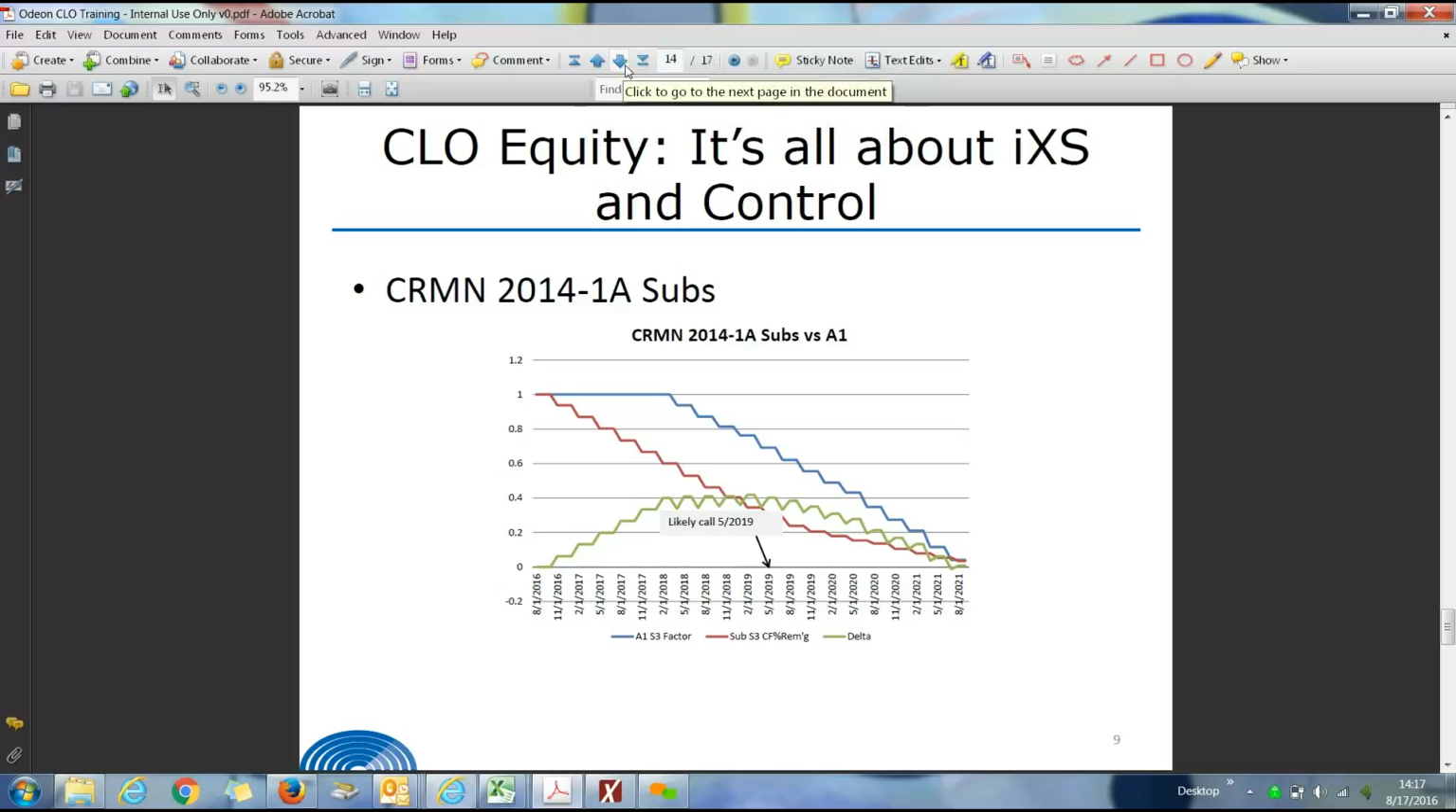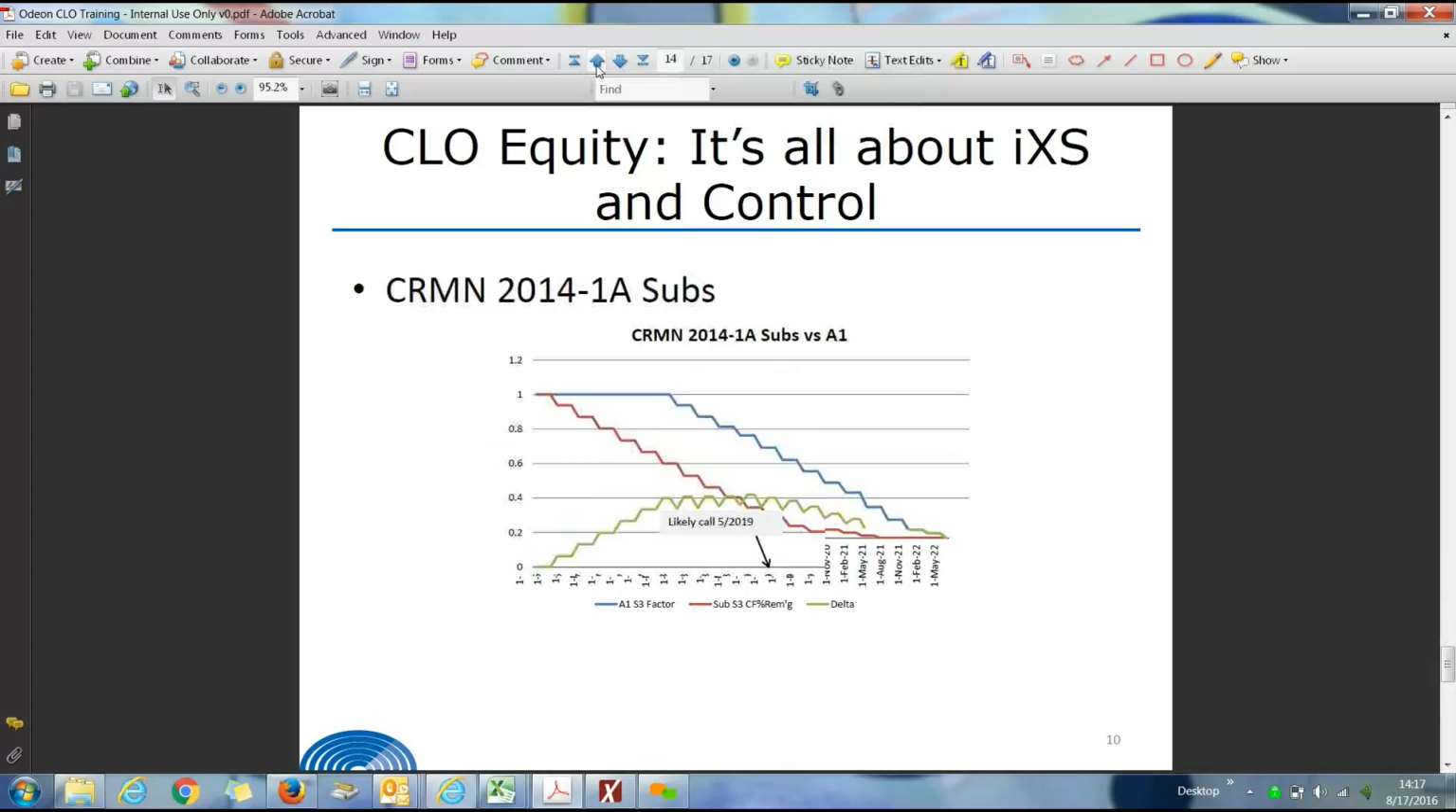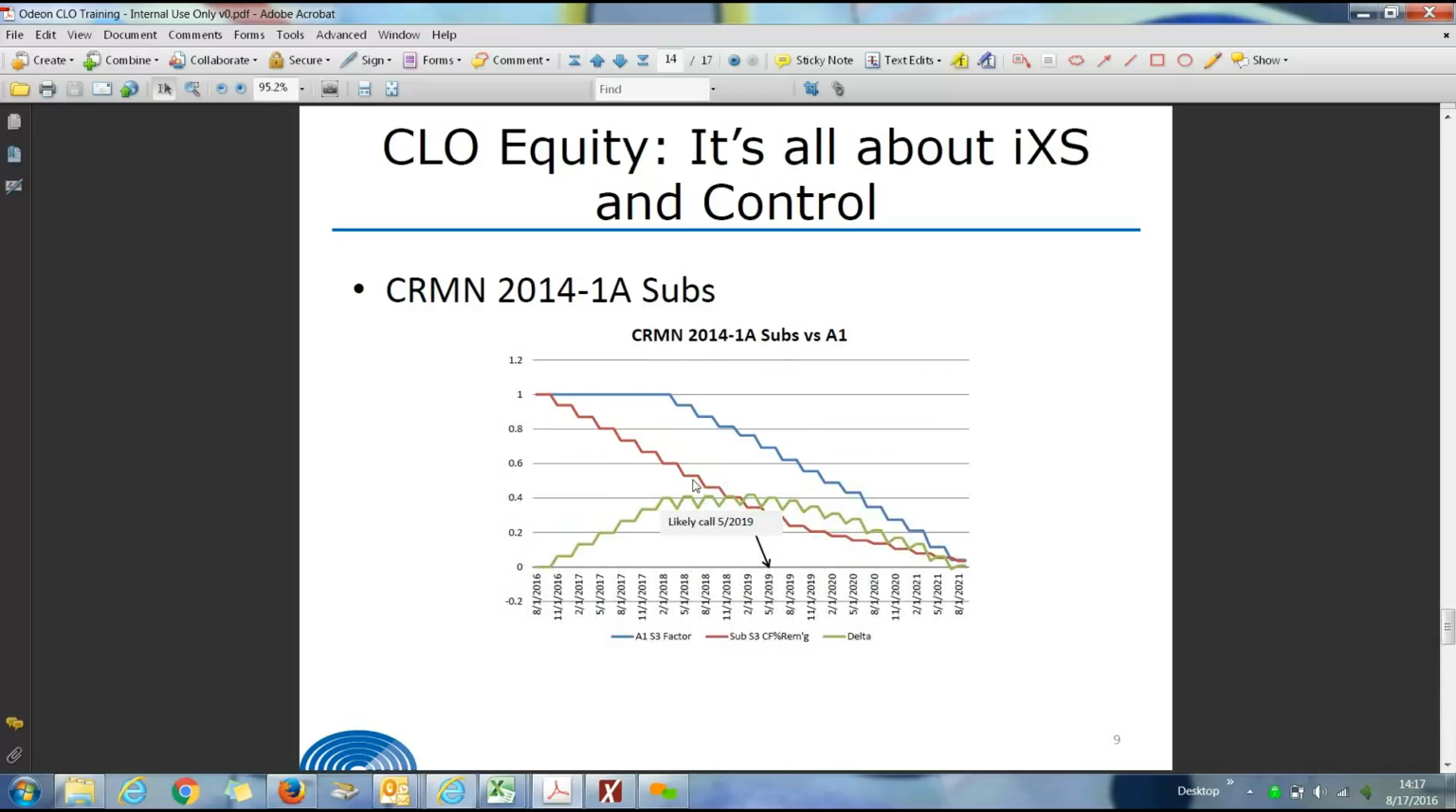so that's what this one looked like. This was a Catamaran 2014. And then I looked at another one, which was Avery Point. Oh, okay, let me go back up here. Now, the difference is, if you have control of this deal, which means you own a controlling interest, more than 51% of the equity, then you control whether it's called or not. So you could say, no, I'm perfectly happy with this, I'm not going to call it here. Okay, so that's why control counts.